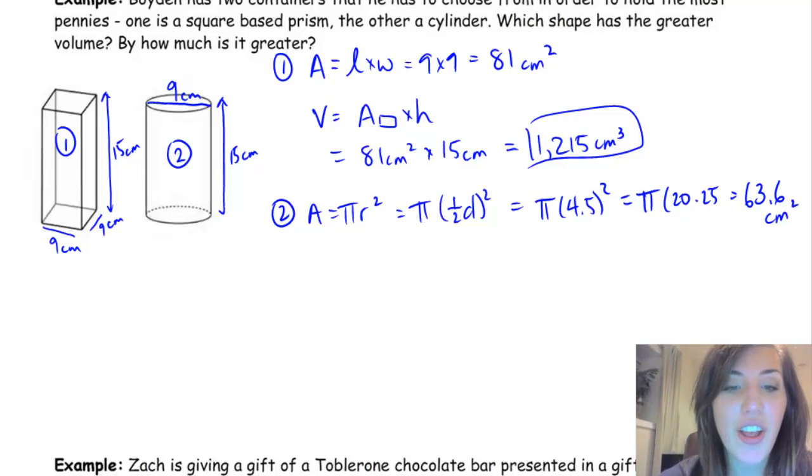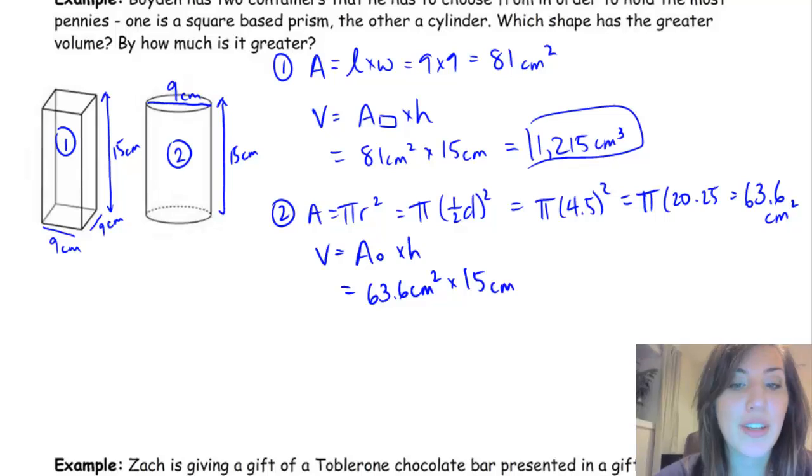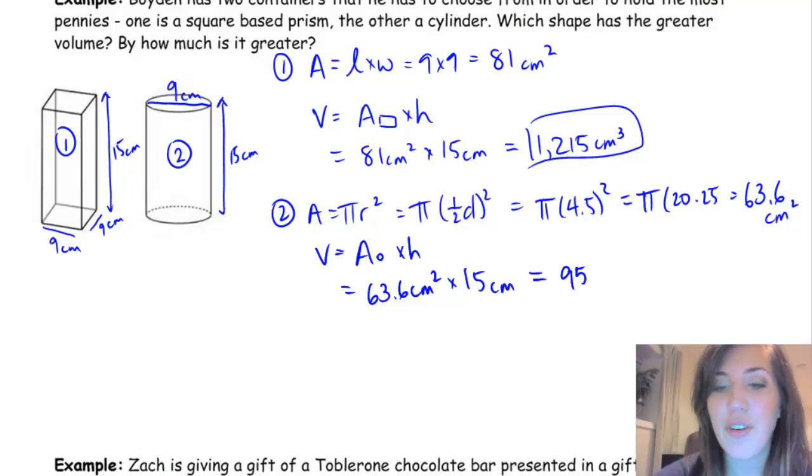Now let's figure out the volume of our cylinder. So the volume is the area of the circle, the base, times the height. So we here have 63.6 centimeters squared times our height, again, is 15 centimeters. And this gives us a grand total volume of 954 centimeters cubed.